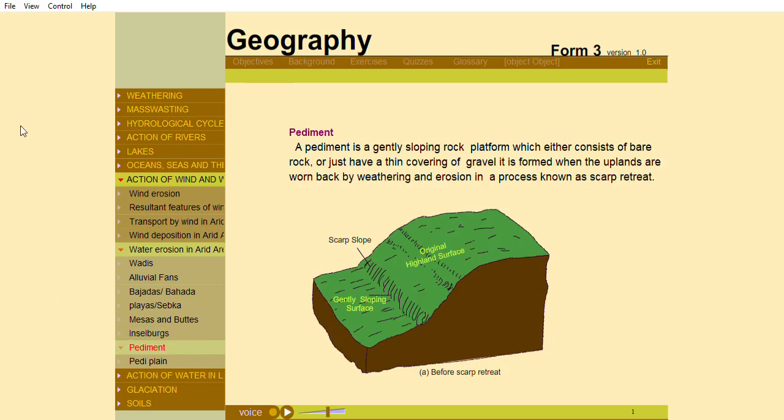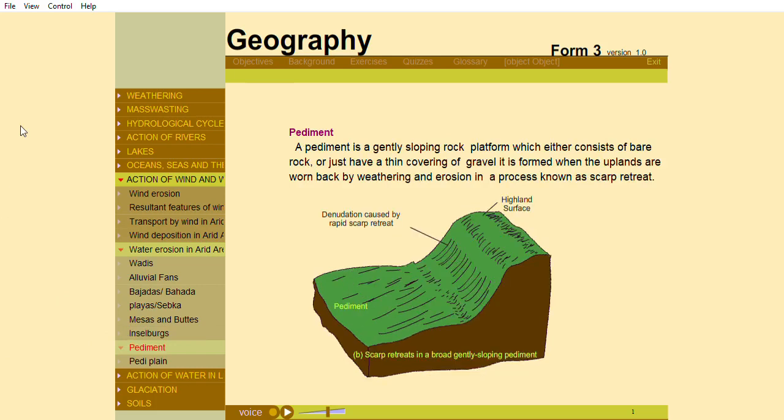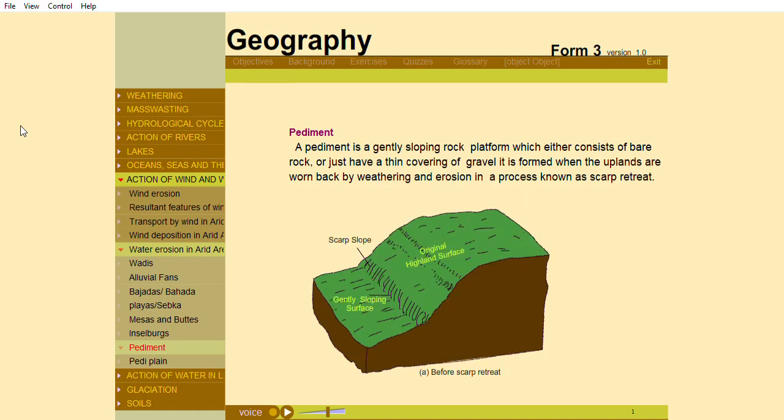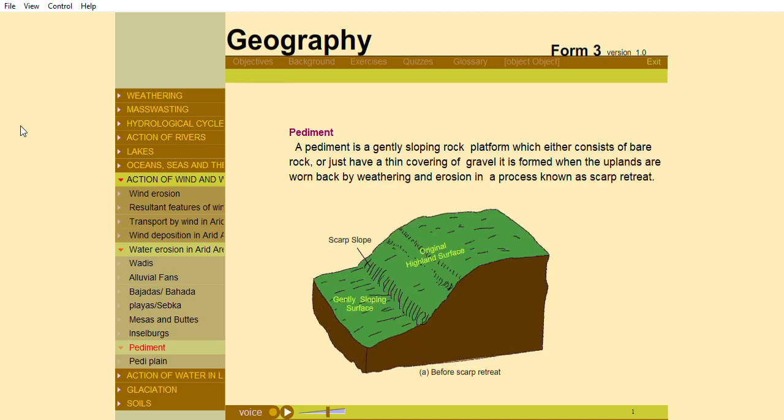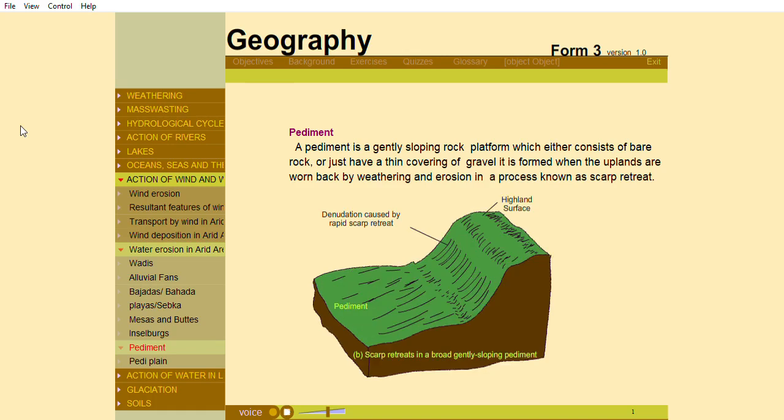Pediment. A pediment is a gently sloping rock platform which either consists of bare rock or just has a thin covering of gravel. It is formed when the uplands are worn back by weathering and erosion in a process known as scarp retreat.